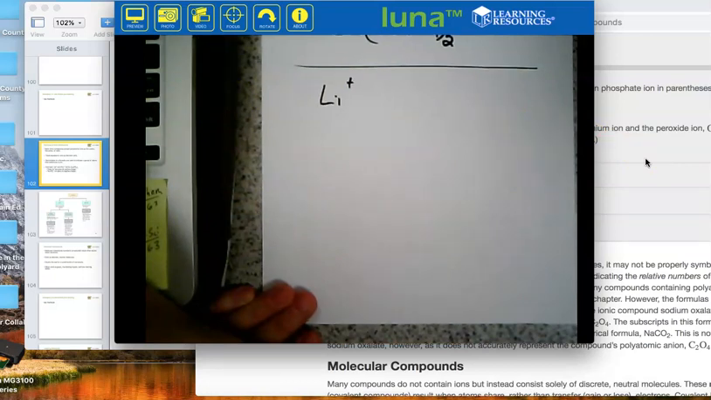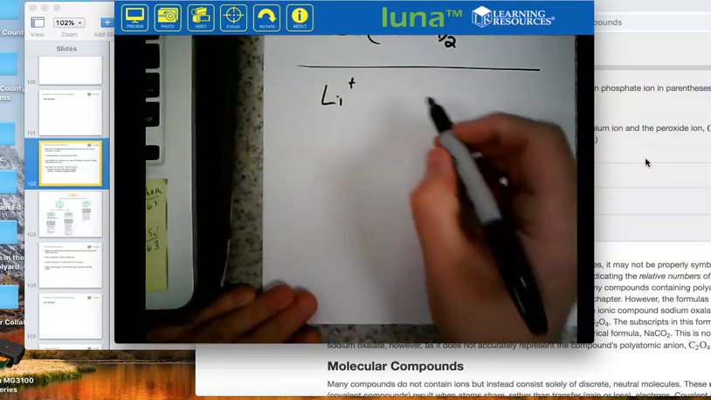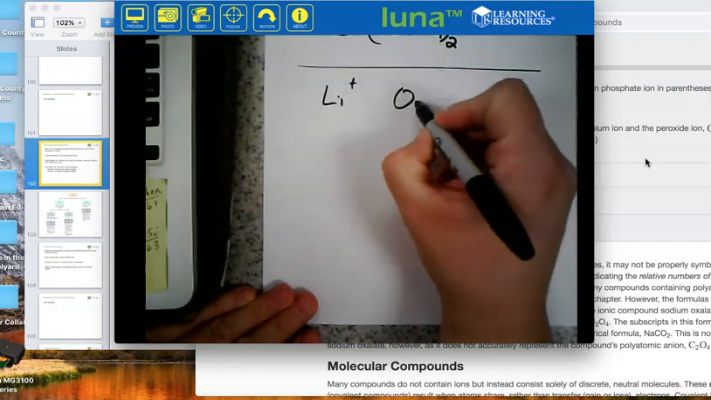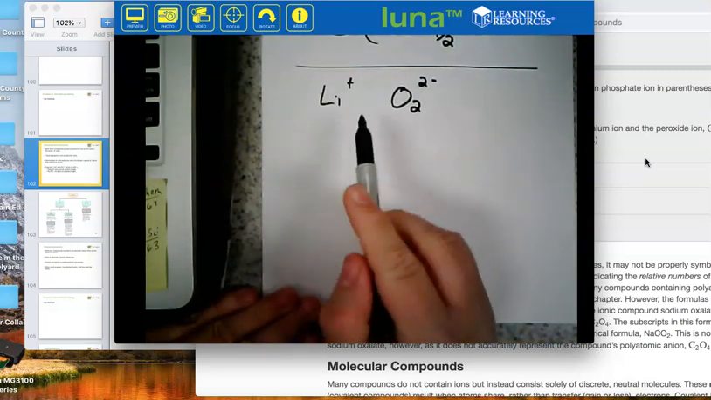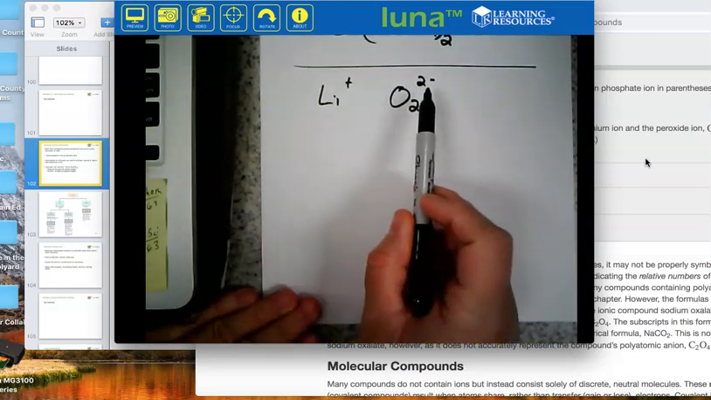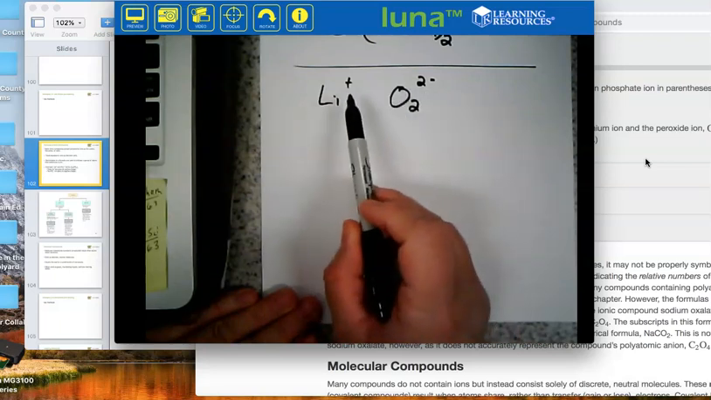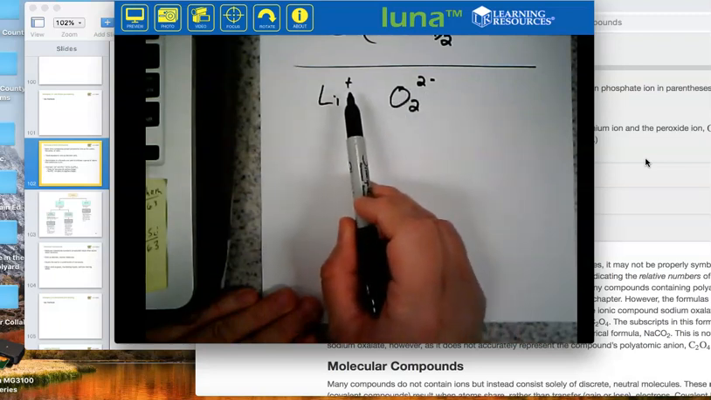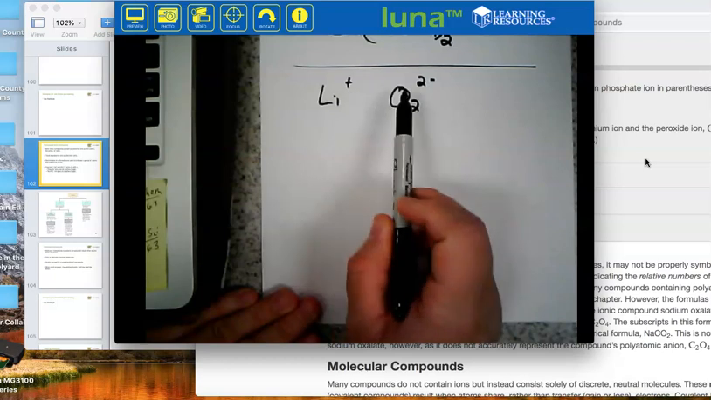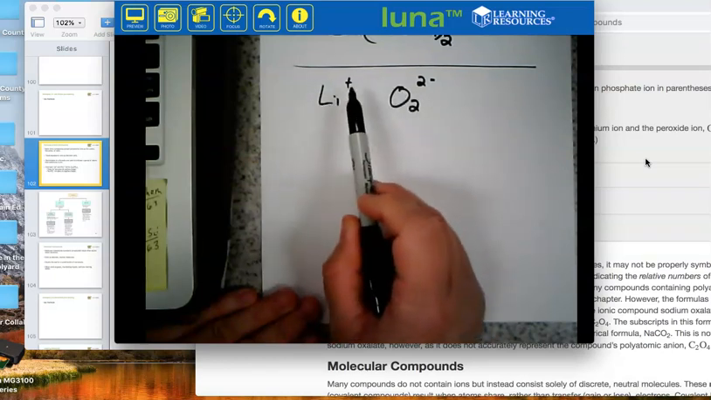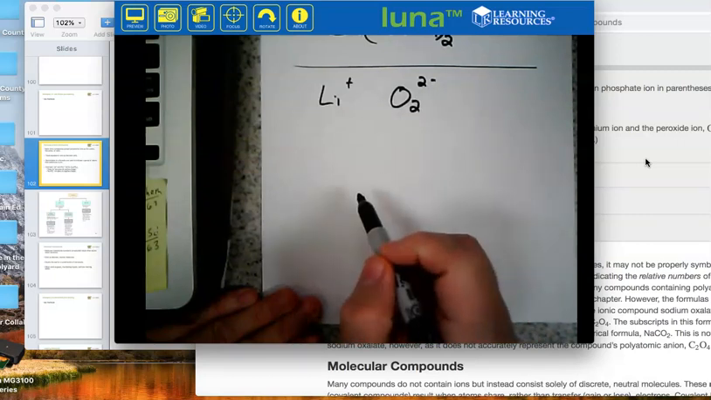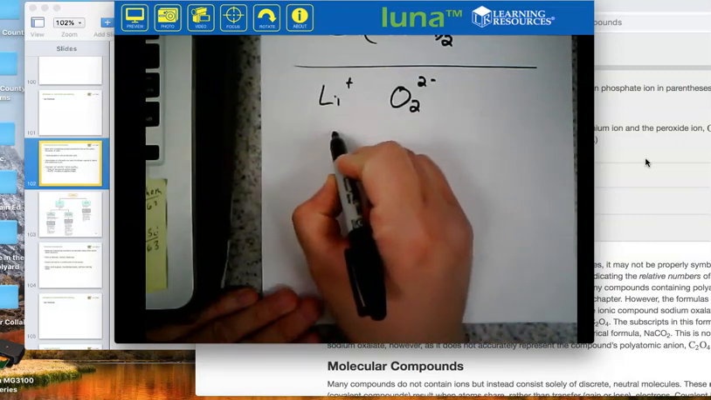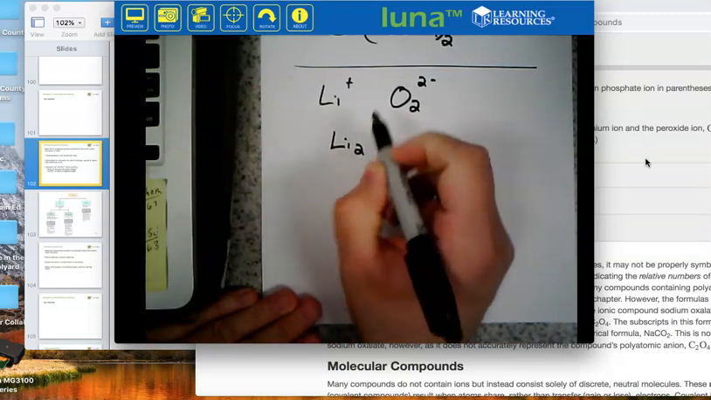So lithium must be a positive 1 charge because it's in group 1. And then they also mentioned peroxide. Peroxide is a polyatomic anion. It has a negative 2 charge. So here my anion has negative 2 charge, my cation has a positive 1 charge. So I need to balance the charges again. Of course I need 2 positive charges to balance out the 2 negative charges on the oxygen. And so in this case the formula is going to be Li2O2.